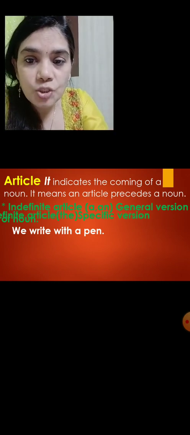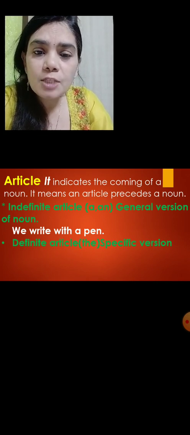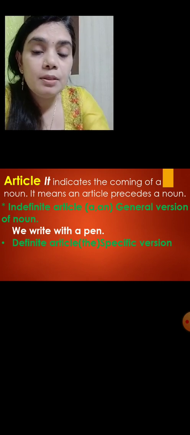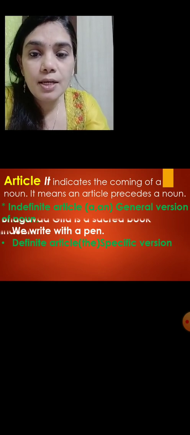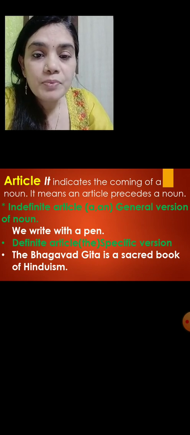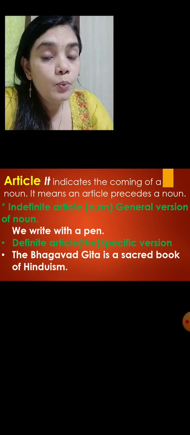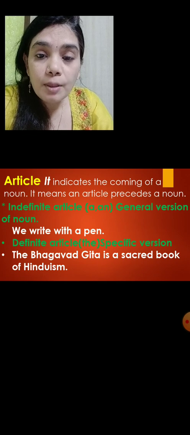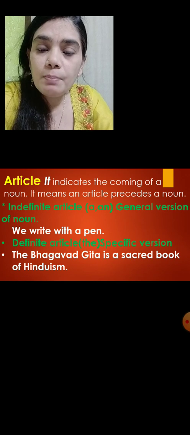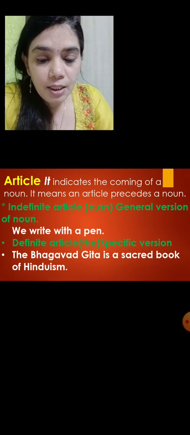Our next one is the definite article. What is a definite article? It is a specific version, some particular thing. We use the in front of that noun. The example sentence is: The Bhagavad Gita is a sacred book of Hinduism. Which book? The Bhagavad Gita. The book name is mentioned, so this is the specific book. It is called the definite article.